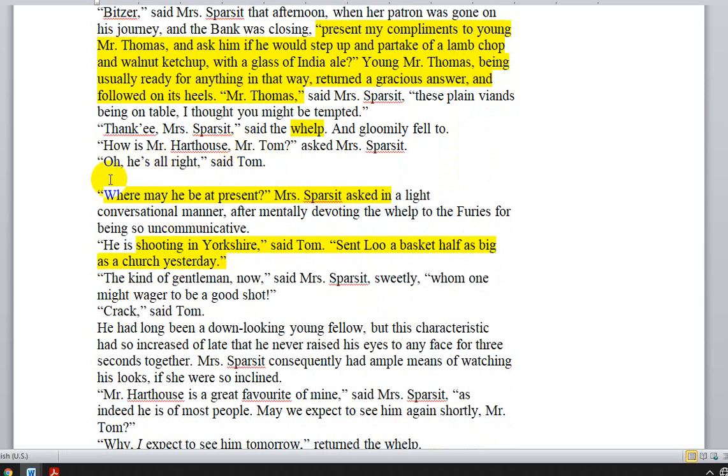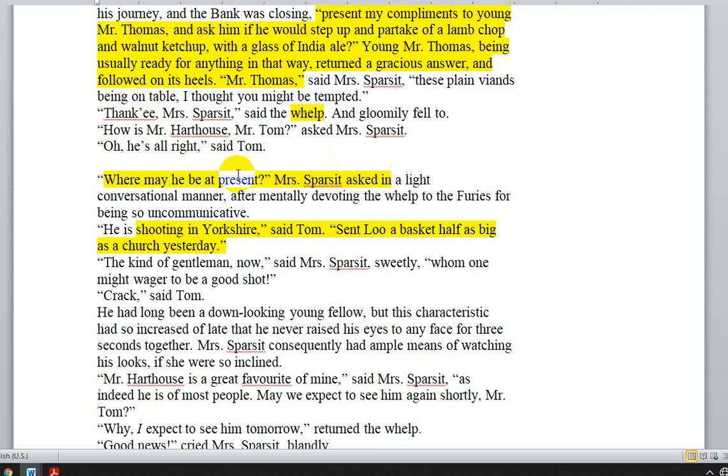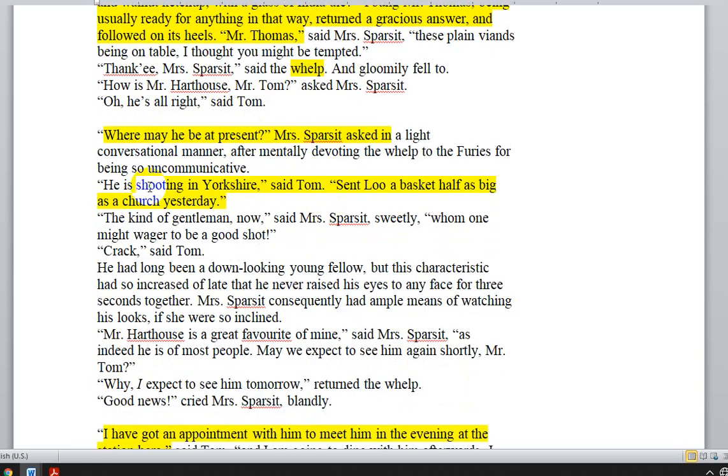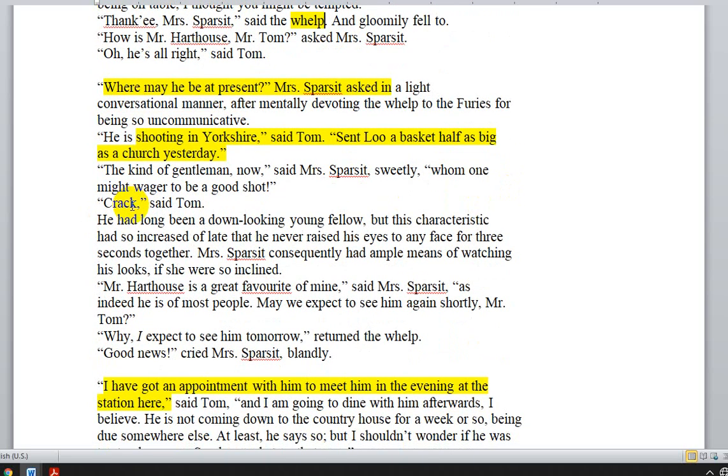And then she started siphoning information. "How is Mr. Hothouse, Mr. Tom?" "Oh, he's all right," said Tom. "Where may he be at present?" "He is hunting in Yorkshire. Sent Lou a basket half as big as a church yesterday."